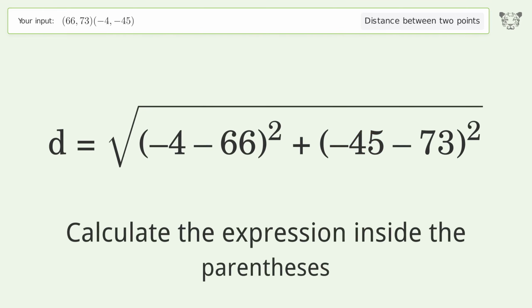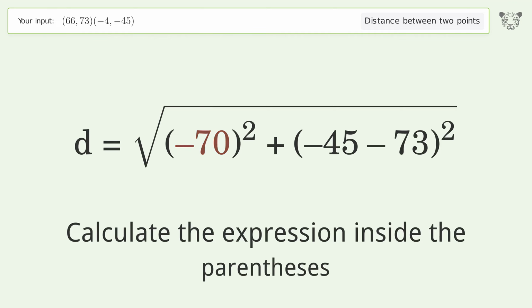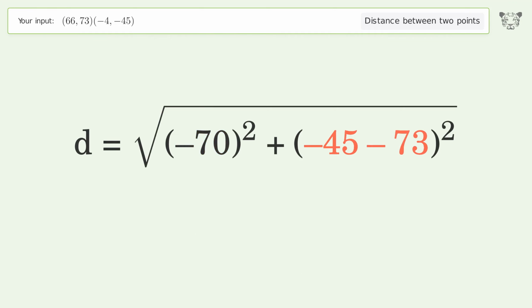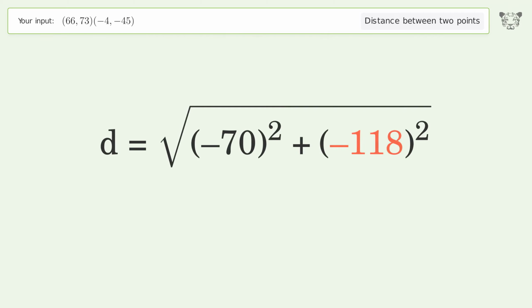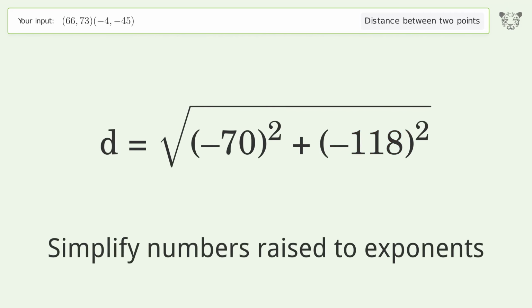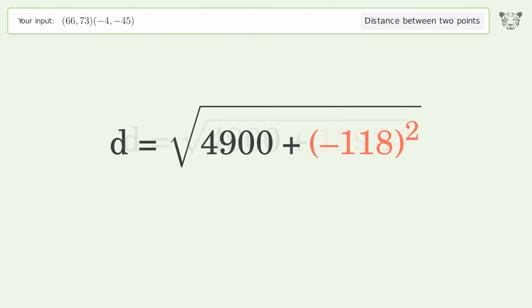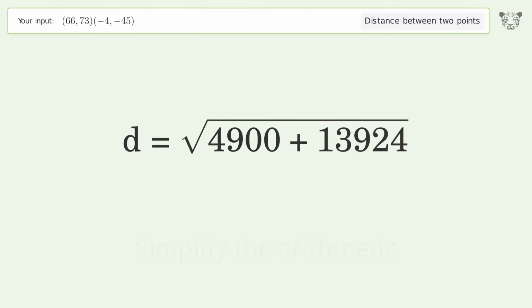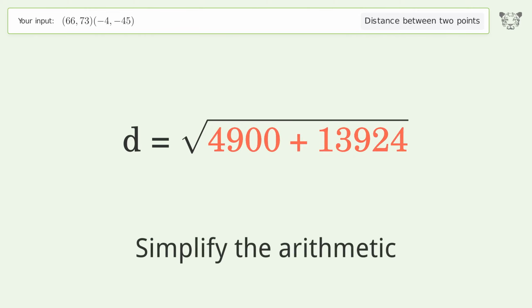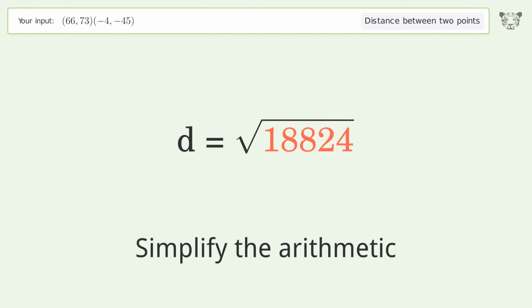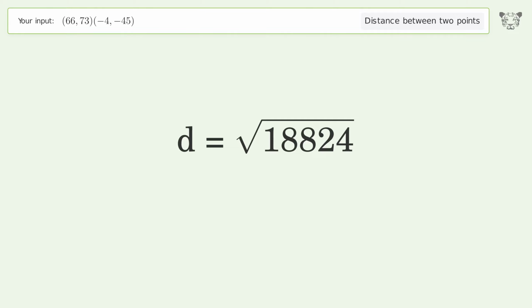Calculate the expression inside the parentheses. Simplify numbers raised to exponents. Simplify the arithmetic. And so the distance between the 2 points is the square root of 18,824, or 137.201.